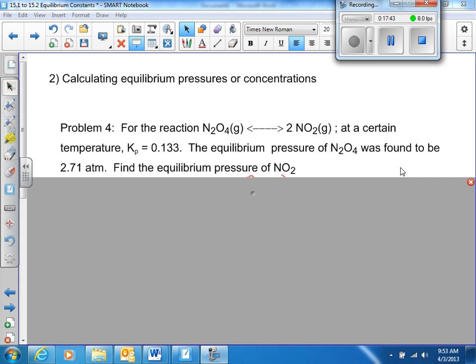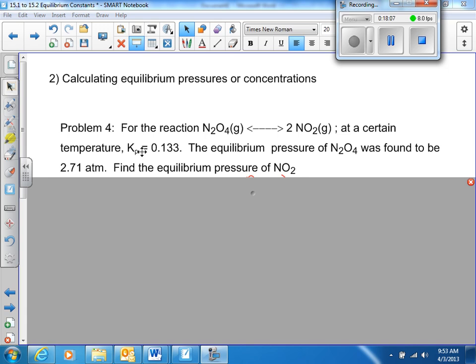Okay, so new problem. Just going to use all the concepts we've learned, put it all together. We have a reaction, and if you want to pause this, do it on your own, you are welcome to do that. We're given the Kp. We are given the equilibrium, not initial, but equilibrium pressure of N2O4, and we're asked to solve for the pressure of NO2. So, again, you can pause if you know how to do this.